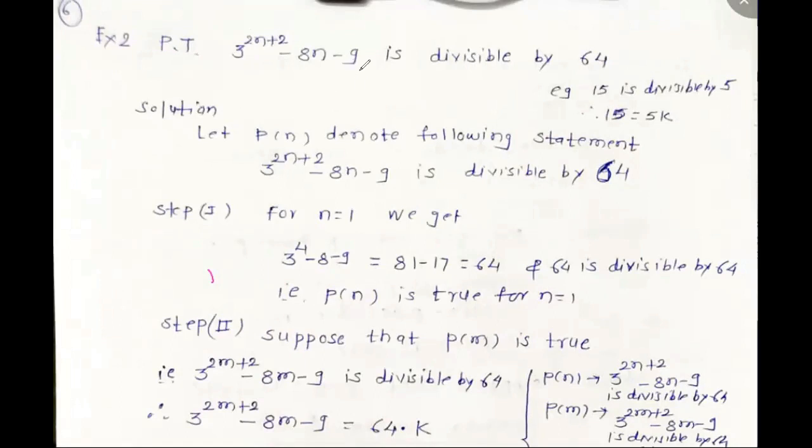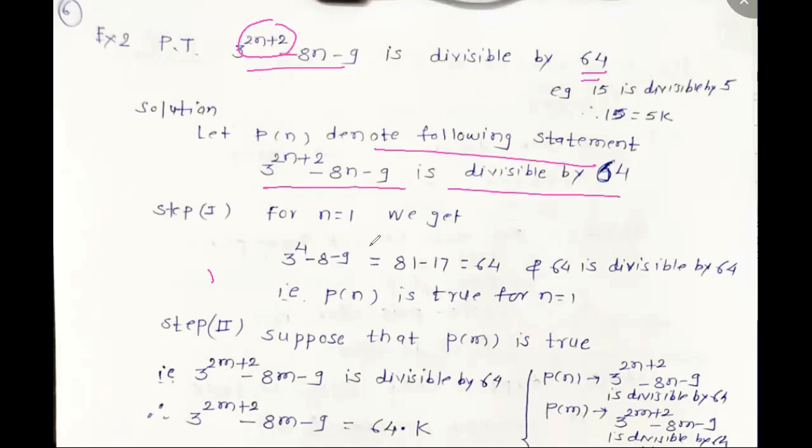Next example, prove that 3 raised to twice n plus 2 minus 8n minus 9 is divisible by 64. This number is divisible by 64 for all natural numbers. So let Pn denote the following statement, that 3 raised to twice n plus 2 minus 8n minus 9 is divisible by 64. So use principle of mathematical induction.